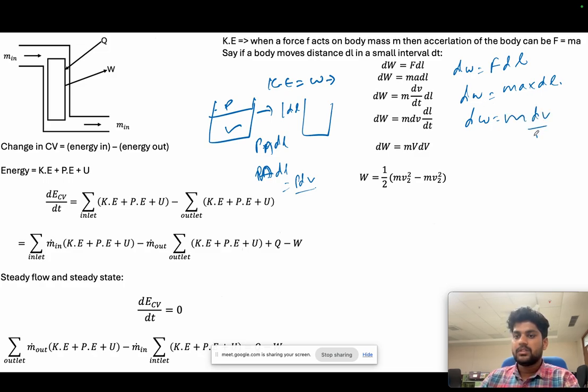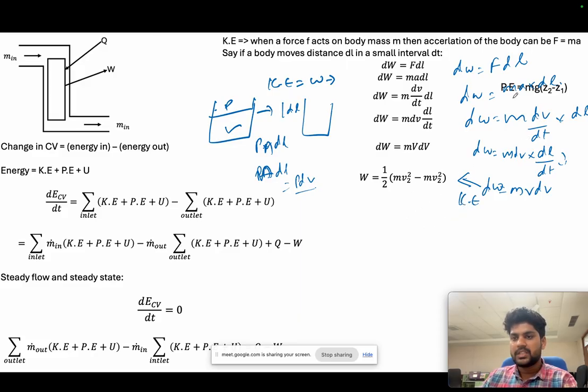Acceleration is nothing but dv by dt, into dl. So it is the distance by time, and distance by time is nothing but the velocity. So it becomes m v dv. So work equals this, and this is the kinetic energy work acting on the body. And then comes the potential energy.